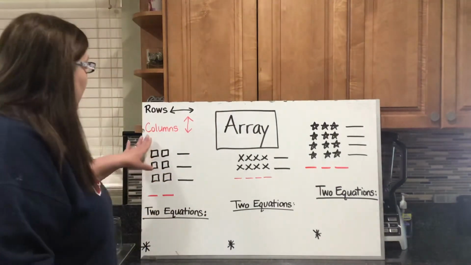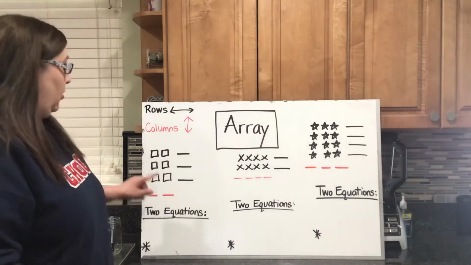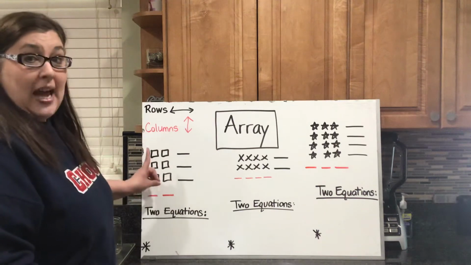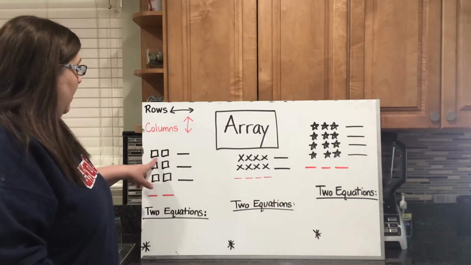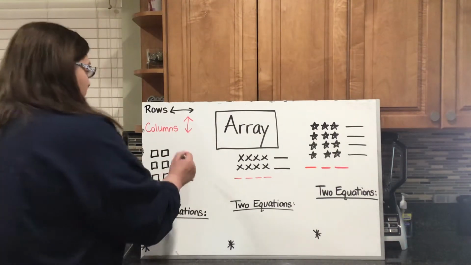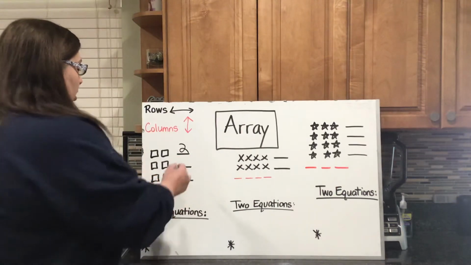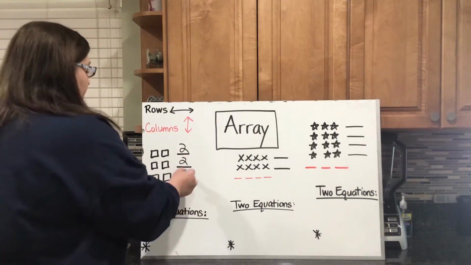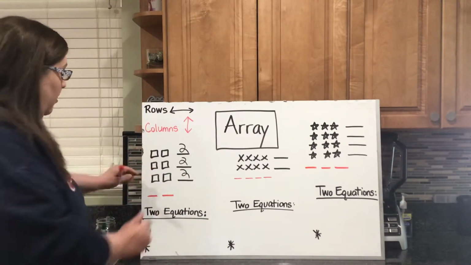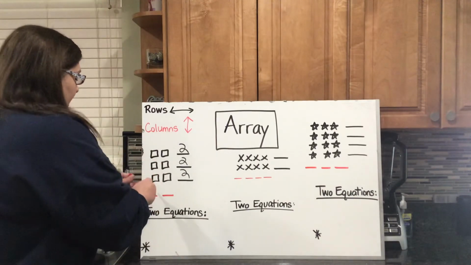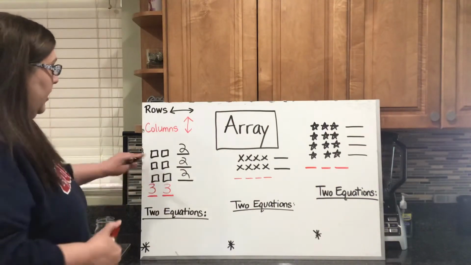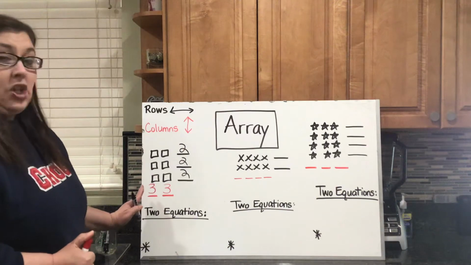Right here we have symbols, squares. So we have, remember, our rows, which are going across, and our columns, which are going up and down. So I want you to tell me how many are in each row. Well, let's count them. 1, 2. So I have 2 in this row, 2 in this row, and 2 in this row. How many do I have in the columns? Remember, columns go up and down. 1, 2, 3, so 3. And I'm going to keep all the columns in red so we can tell the difference. 1, 2, 3. So I have 2 in each row and 3 in each column.